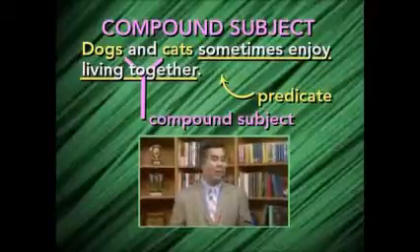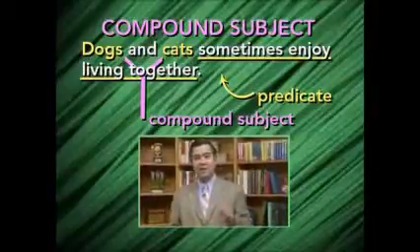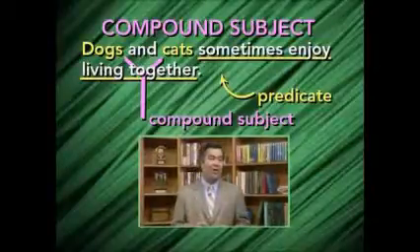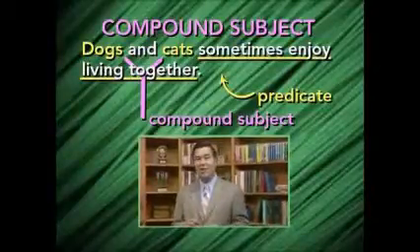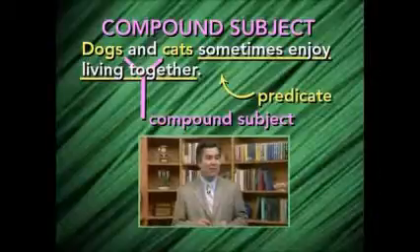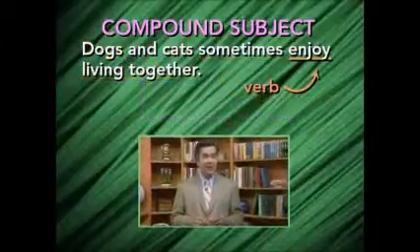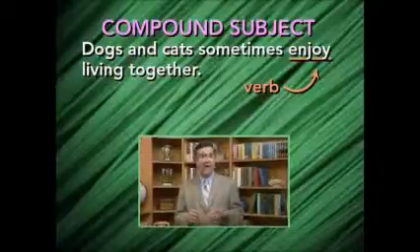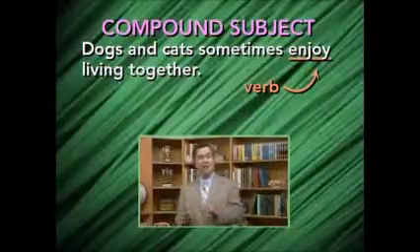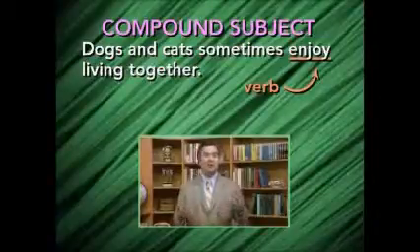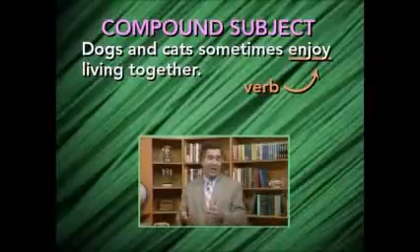Looking for a moment at the predicate of this sentence, sometimes enjoy living together. Is there one most important word that expresses exactly what the dogs and cats do? The word is enjoy. That's the verb in this sentence, the most important word in the predicate, and it tells us what the dogs and cats do. They enjoy. And the other words in the predicate tell us more about exactly what they enjoy. They enjoy living together. And when they do it, sometimes.